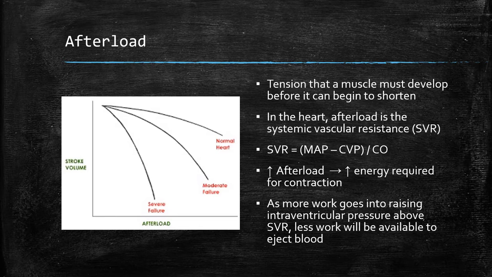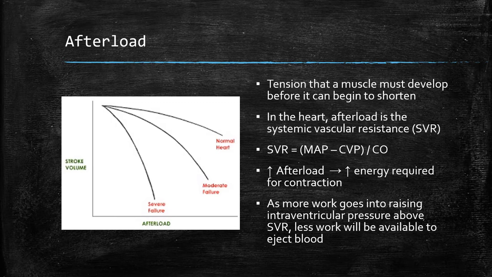Besides preload, stroke volume is also dependent upon afterload. Physiologists define afterload as the tension that a muscle must develop before it can begin to shorten or contract. To use a common experience, if you've ever lifted a heavy object off the ground, you know that you have to develop a certain amount of muscular tension before the weight begins to move. In the heart, the SVR is analogous to the weight. As the SVR increases, the heart must do more work to raise intraventricular pressure above the SVR. Ultimately, this means that less work will be available to eject blood into the aorta.